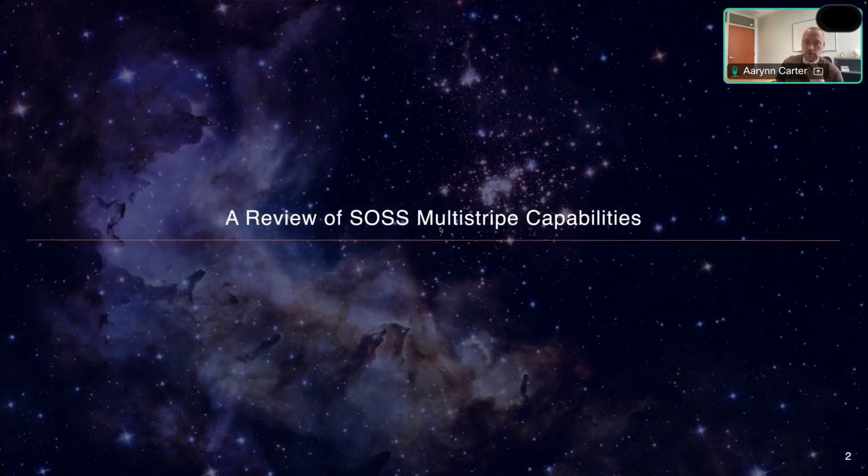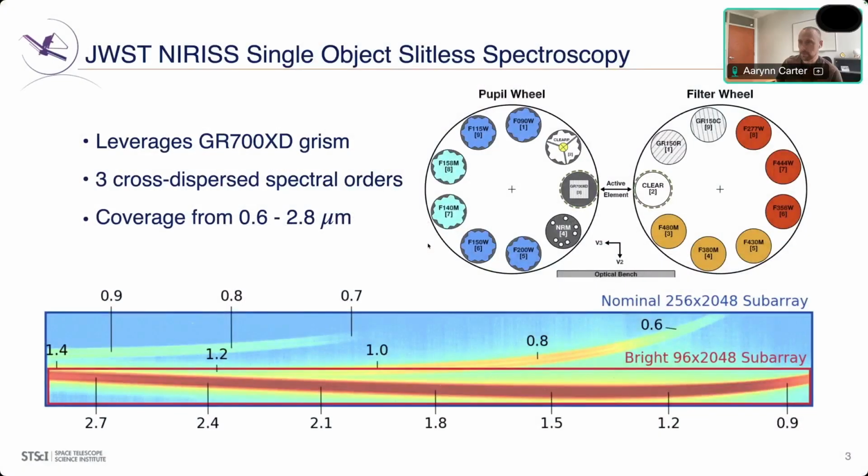First off, I just want to give a bit of an overview of the capabilities for those who aren't familiar. NIRISS, particularly NIRISS SOS, this single object slitless spectroscopy, leverages the GR700XD grism. The idea is that you can disperse the light from a single source into these 3 spectral orders. And here are our nominal subarrays below that were available right from launch. This covers a 0.6 to 2.8 micron range.